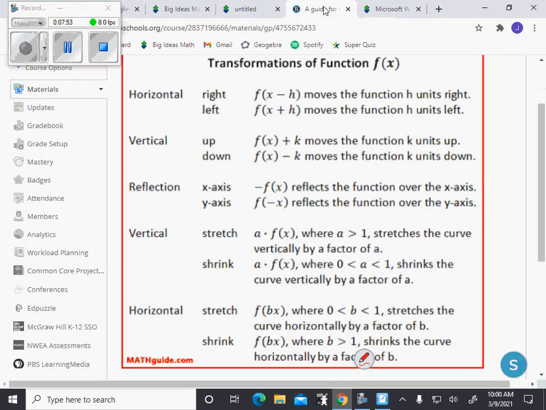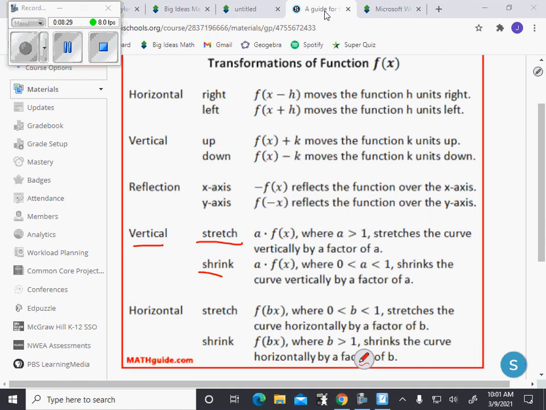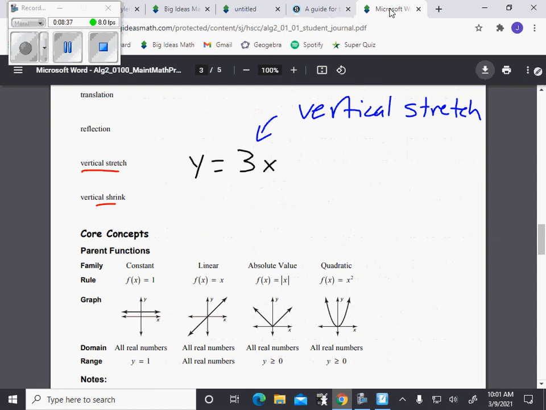So a vertical stretch, let's go to vertical stretch. Right here, a times f of x, where a is greater than 1. If I have, let's just say, the equation y equals 3x, this is a vertical stretch of 3 because it's in front of my function x. And what's a vertical shrink? Well, if I go back here, vertical shrink is a times f of x, where a is between 0 and 1. So y equals, we'll say, 0.5x. This is a vertical shrink.